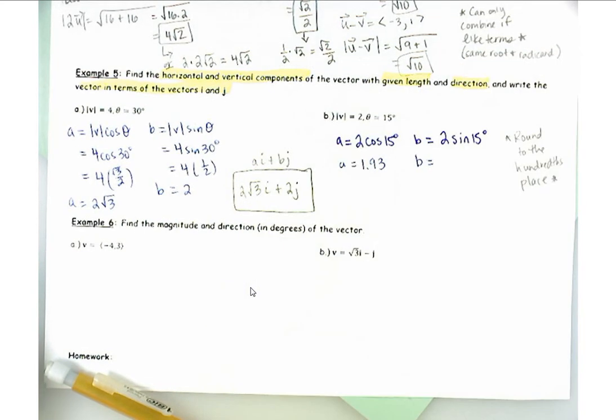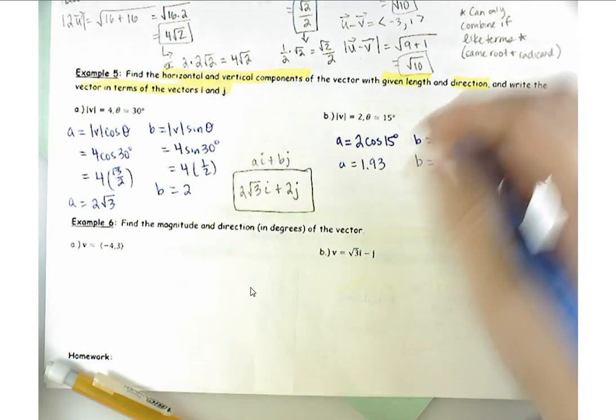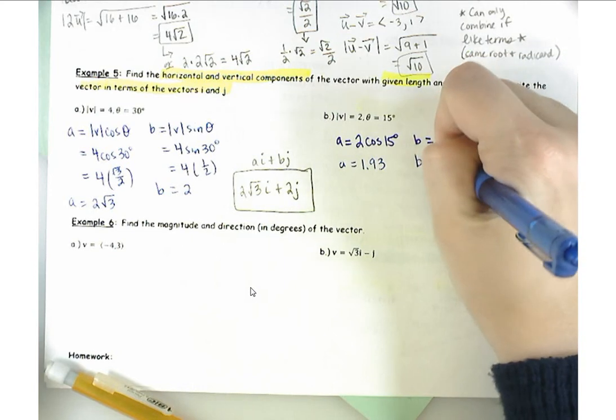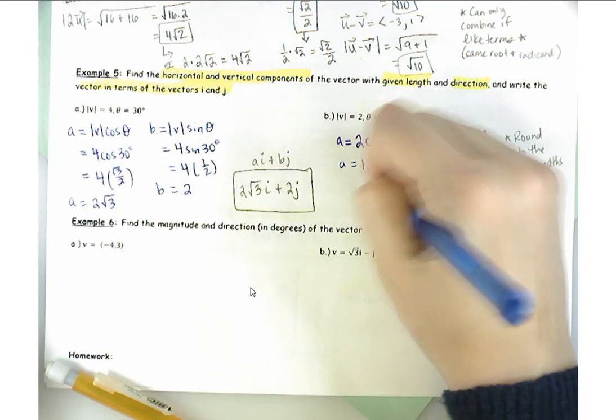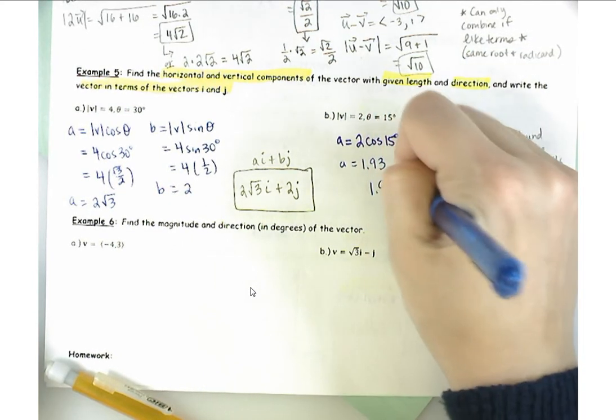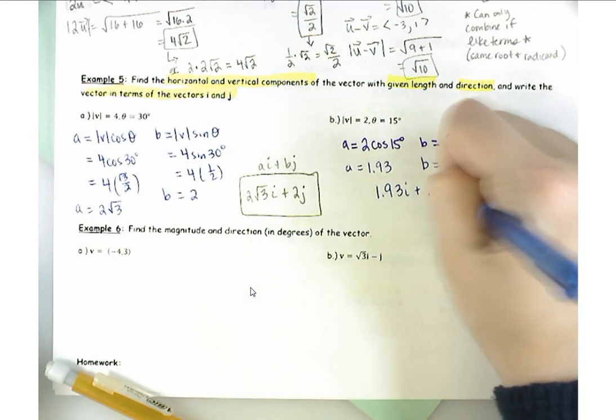Okay, and then, Lucas, what'd you get for B? 0.52. Good. Okay, so then it'd be 1.93i plus 0.52j.